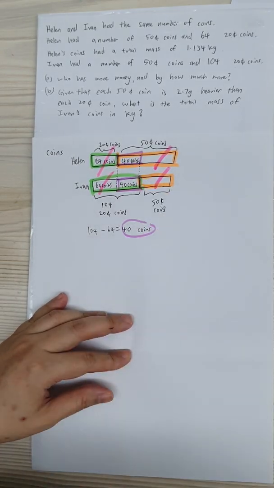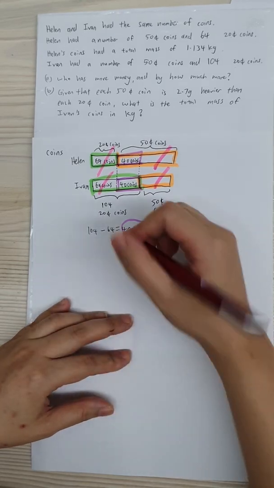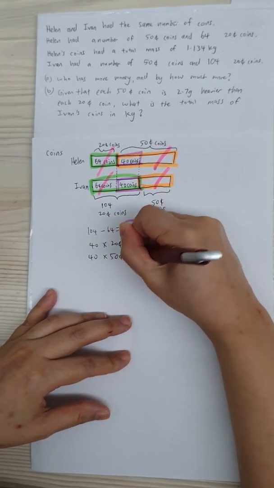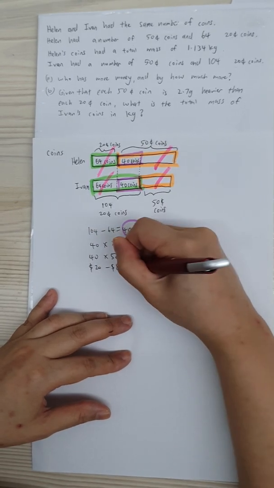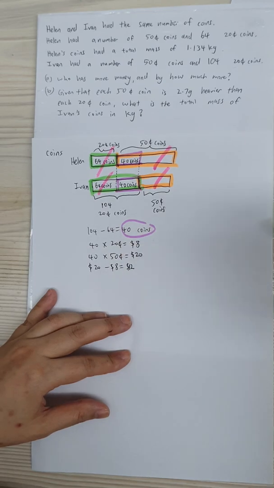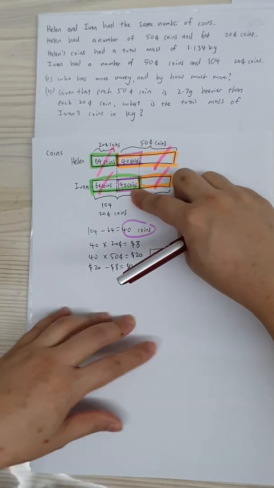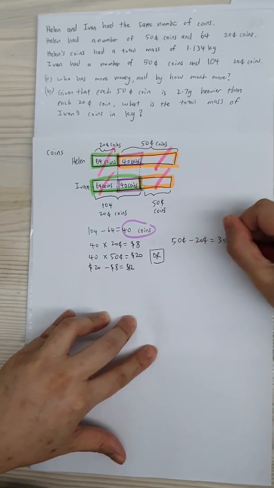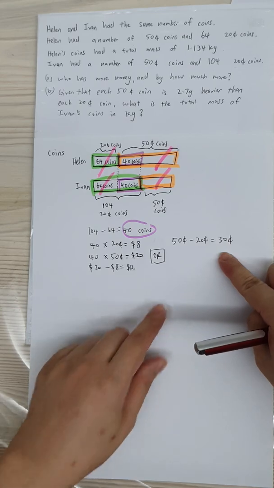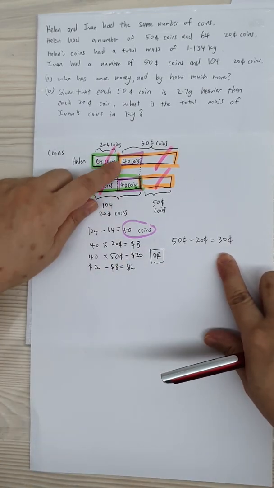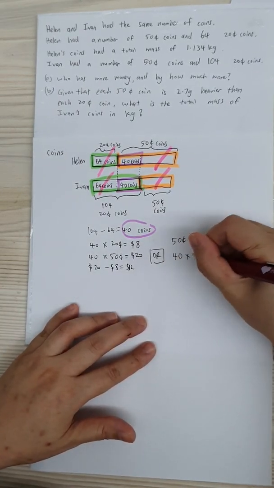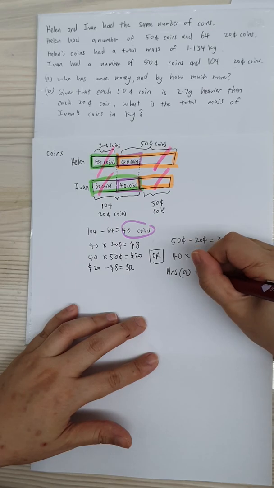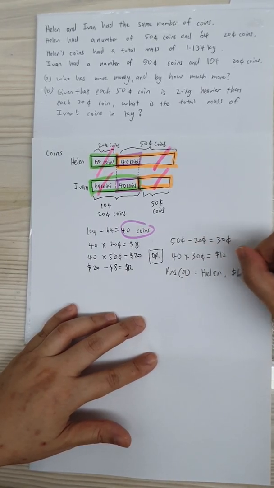Once you know that the difference is 40 coins, what you can do is 40 coins times 20 cents, that will be $8. 40 coins times 50 cents, that will be $20. Then you minus. That will be your $12. Or since you are comparing 40 coins versus 40 coins, you take a 50-cent coin minus a 20-cent coin. That is the small difference of 30 cents. Since there are 40 of them, you just take 40 times 30 cents. That will give you $12 straight away. So the answer for your A would be Helen and $12 more.